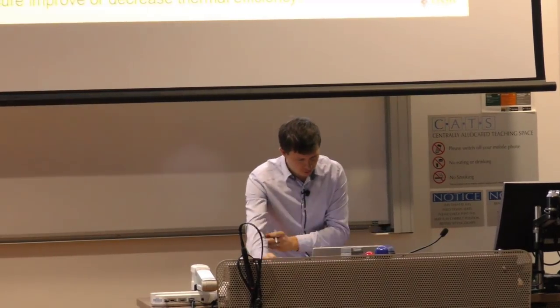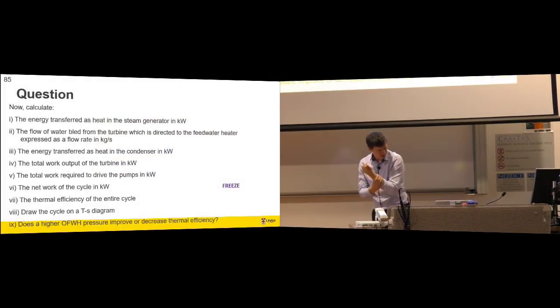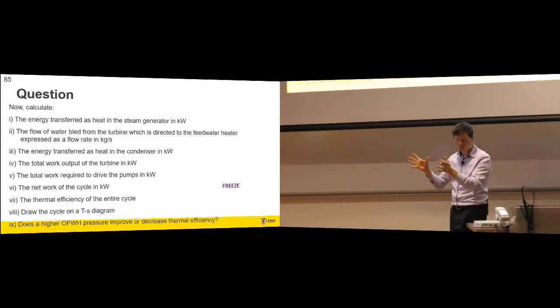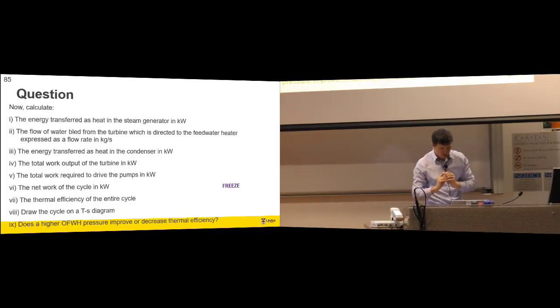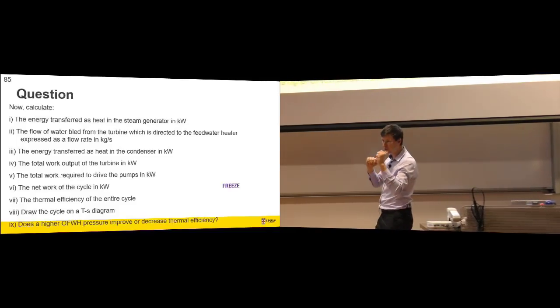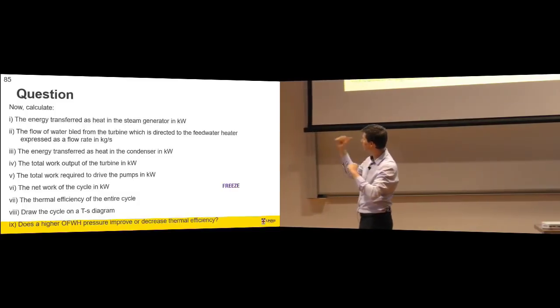Part two. Let's talk about it. So flow rate, the flow of water bled from the turbine, which is directed to the feed water heater, is going to be some proportion of the total flow. So the total flow is 90 kilograms per second. Right? People are doing calculations on work. People are doing calculations on heat.